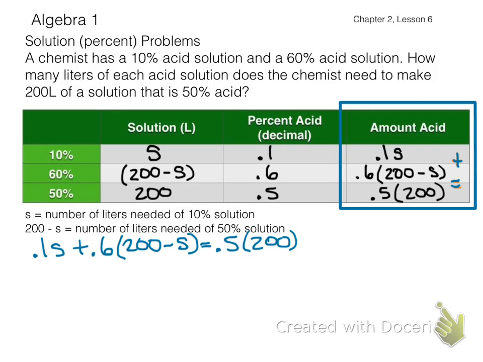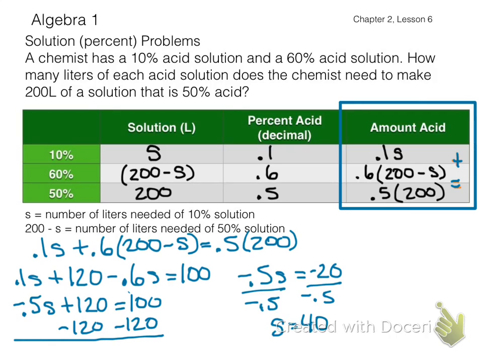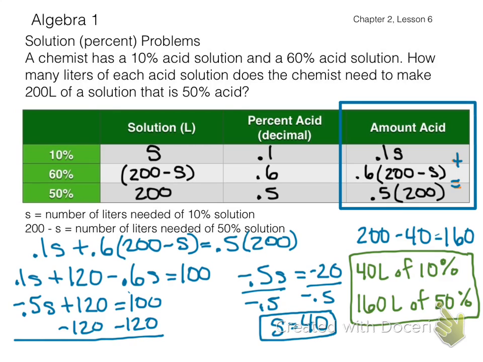It's what I just got done saying, so I'm not going to read it again. You need to distribute, and you need to combine like terms. You need to solve for S, and you're going to get S is 40. So we need 40 liters of the 10%, and 200 minus 40 is 160, which means we need 160 liters of the 60% acid.